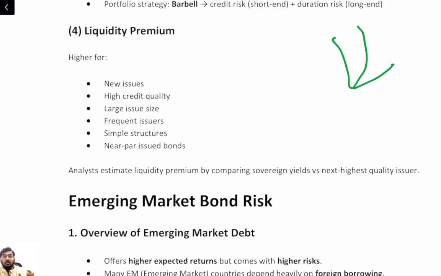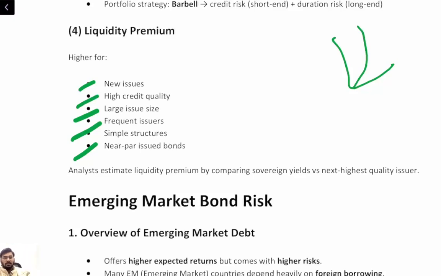Clear? So in the very first few weeks after the bond is issued, the liquidity premium is the lowest, because new bonds are generally actively traded. Everyone wants them, price is clear. But after a point of time, no one is trading those bonds, no one is talking about them, price is not clear, less liquidity, and hence the liquidity premium is now getting charged on your bonds. So liquidity premium is lower for new issues, high credit quality bonds, large issue size, frequent issuers, simple structures, and bonds which are near to par value.